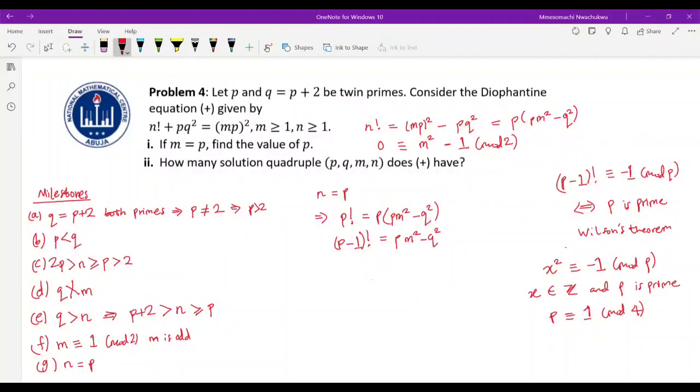Okay, so now I can take modulus p of both sides. I have what? Minus 1 congruent to, this is going to be 0. So congruent to minus q squared mod p. Okay, so I have q squared is congruent to 1 mod p.